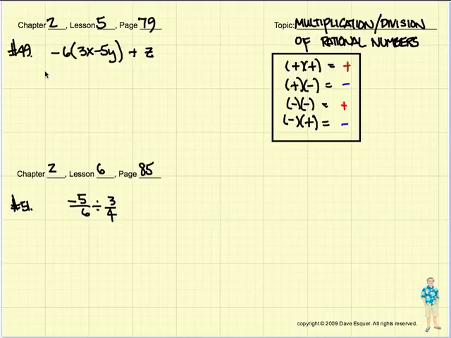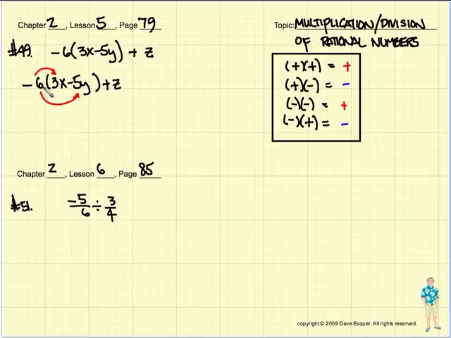Let's get started with our homework from tonight, number 49 on page 79. Looks like we're going to have a distribution problem. Let's rewrite this a little bit: minus 6 times (3x minus 5y plus z). And I'm going to break out my wacky arrows. I'm going to distribute a minus 6 and this minus 6 right over here.